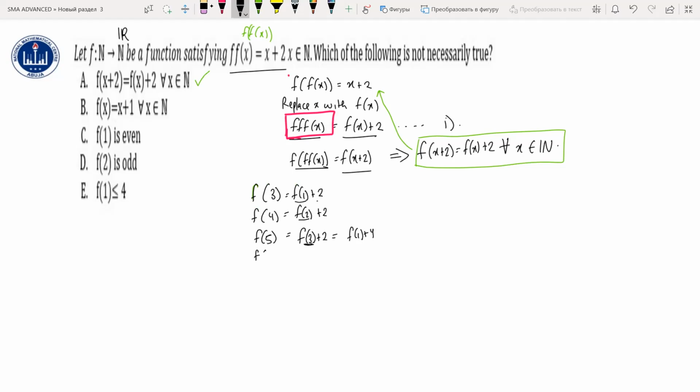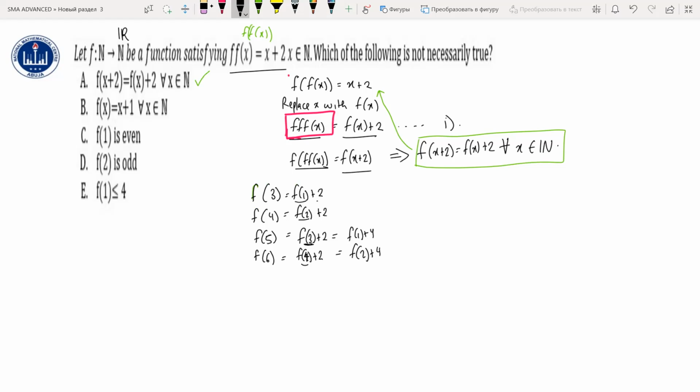Then also when we put x equals 4, we get f of 4 plus 2. f of 4 has been found before to be f of 2 plus 2. So this will be f of 2 plus 4. So as you can see, by following this pattern, we can find f of every number greater than 2 in terms of f of 1 or f of 2 plus some constants.